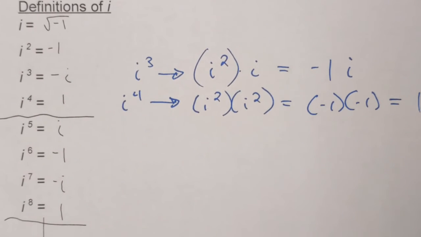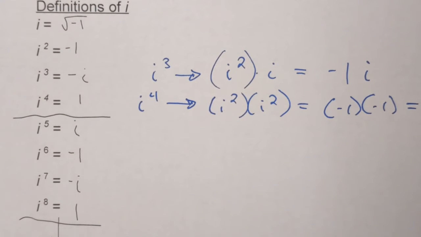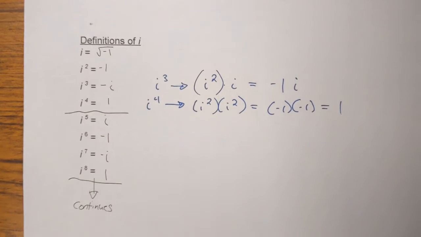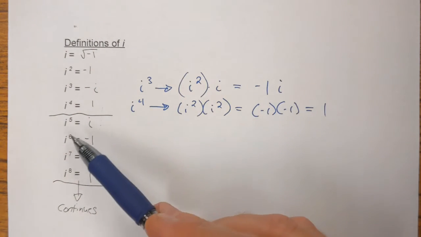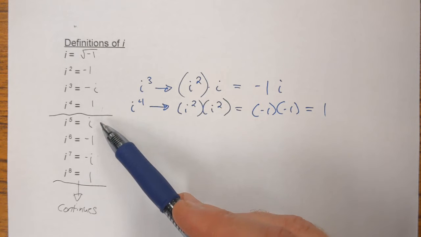But then here's what's even crazier. This kind of gets more and more bizarre as we go. i actually starts to follow this pattern. If you take i to the fifth, it turns back into a normal i.